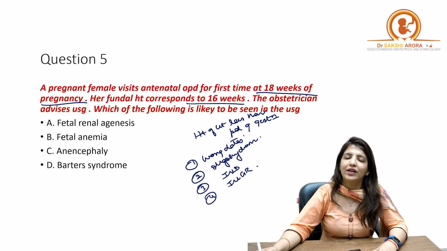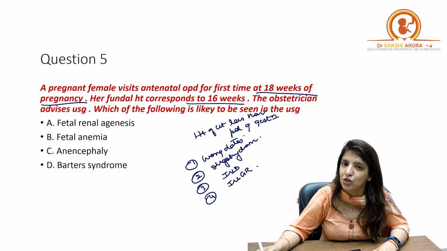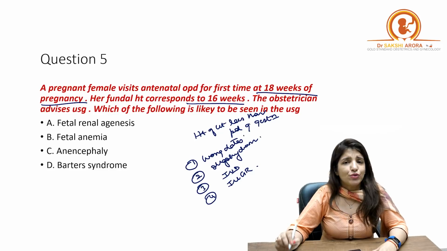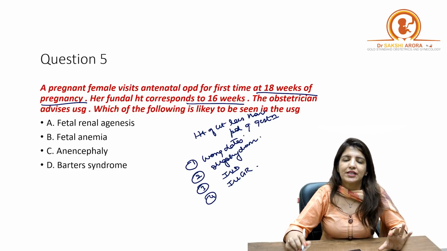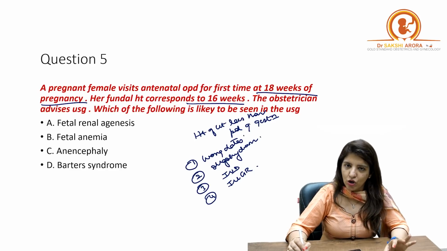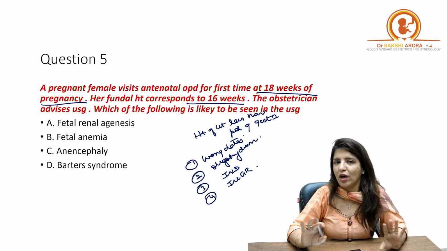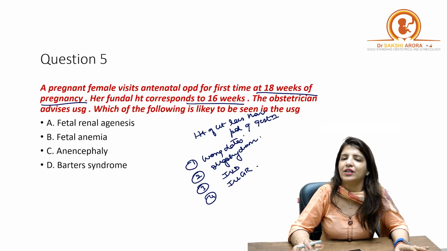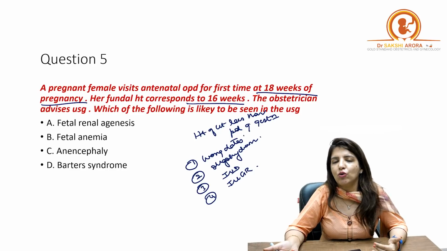And your options were fetal renal agenesis, option A, fetal anemia, option B, anencephaly, option C, and Barter's syndrome, option D. Right? So now tell me, over here, what are you suspecting? Over here, I am suspecting that there is oligohydramnios. They haven't mentioned IUD or IUGR in the options, so I am not suspecting them. And what is the reason for oligohydramnios?